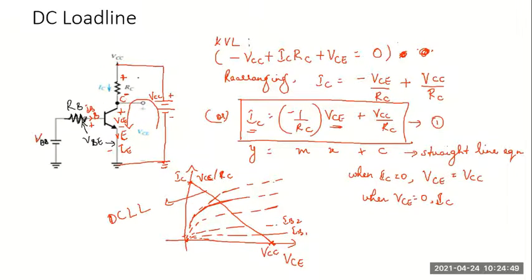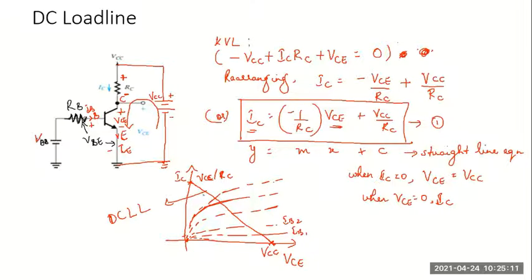What is this resistor RC called in a transistor? Whenever we connect a load, yes, it is the load resistor. Whenever you connect a resistor in the collector, it is a point where you measure the output. We normally measure the output from the collector to ground, and that's where this resistance is connected.